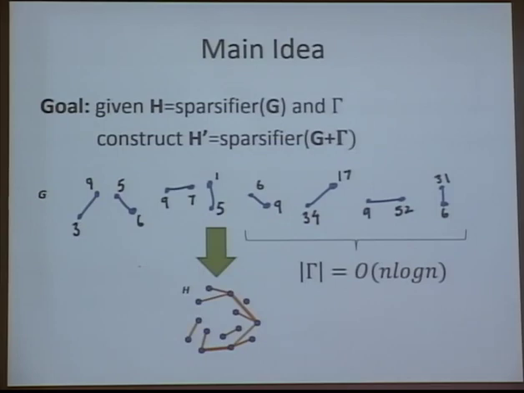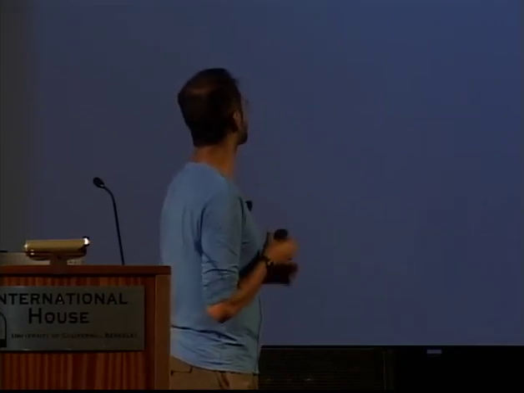So here's the problem we're faced with. You're given a sparsifier of a graph G, and you're given some new edges gamma that you have to take care of somehow. And you want to construct h prime, which is a sparsifier of G plus gamma, essentially just given h. So this is what we were not able to do, right?